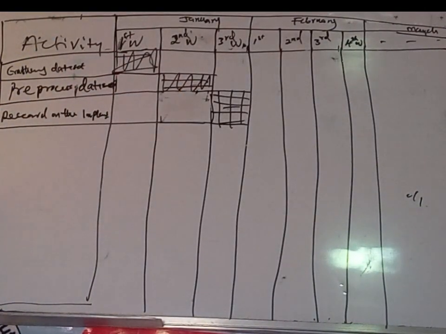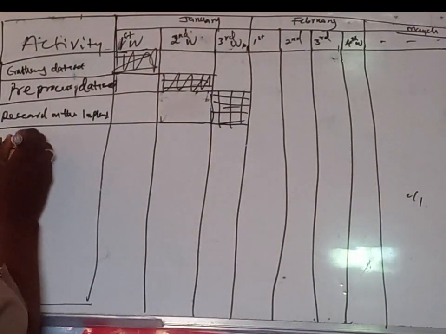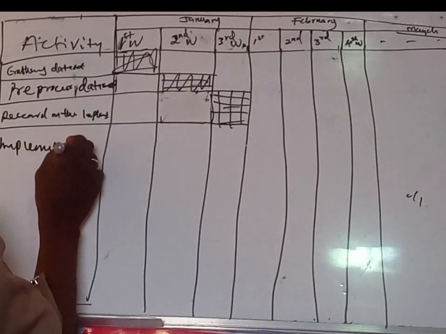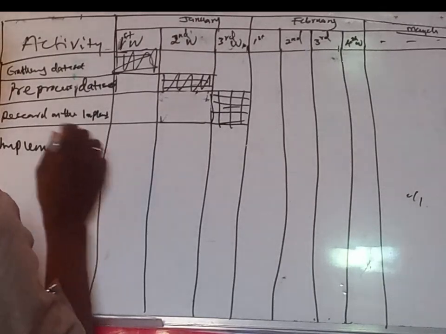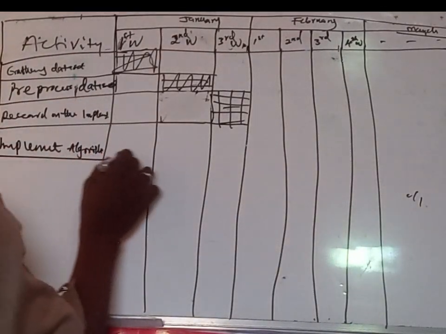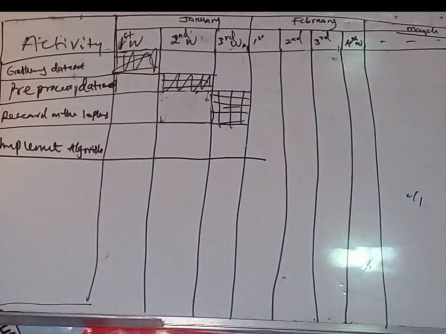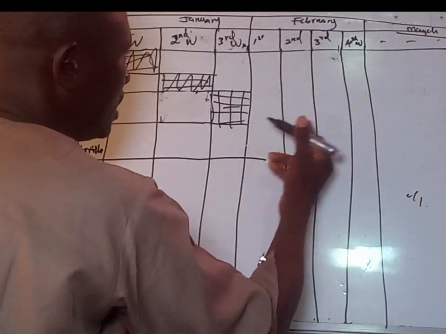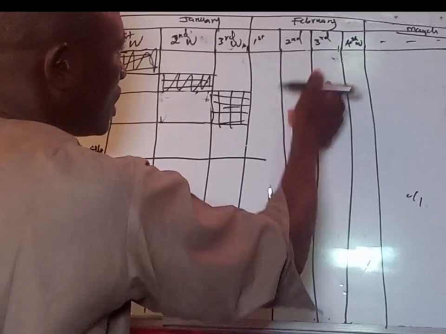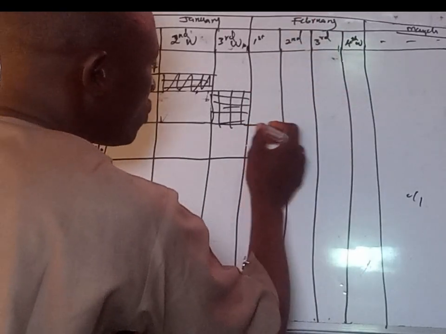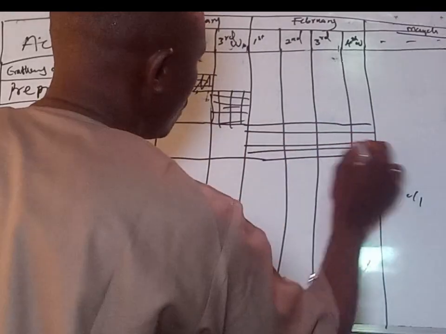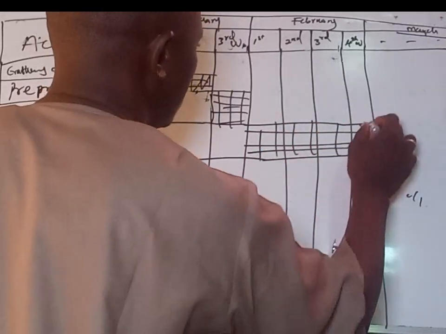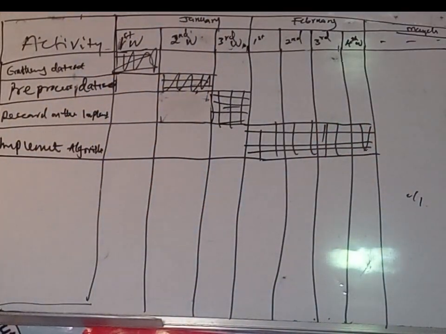So after having this, you are going to try to implement your work. That is, implement algorithms. You implement the algorithms in this work. So here you are going to move straight. How many weeks will it take you for the implementation? Let's assume it will take the whole of 1st, 2nd, 3rd in February. It will take you a complete 1 month for only implementation. So you see now, you have this as the Gantt chart.